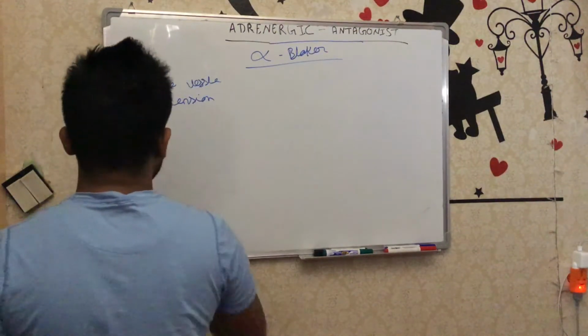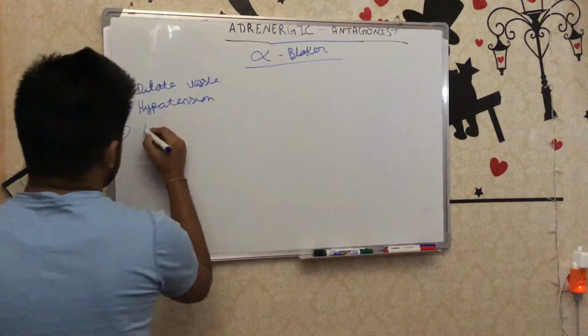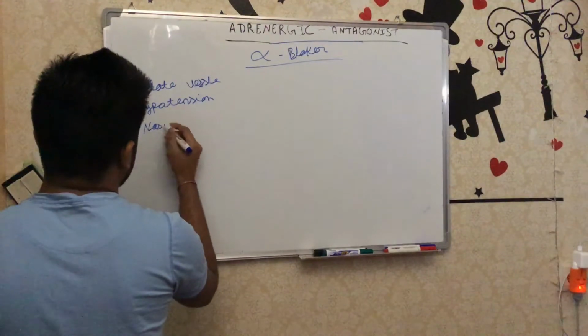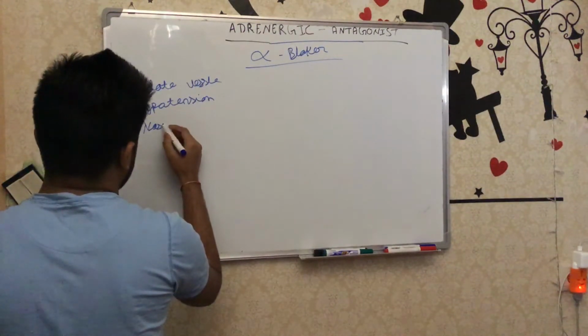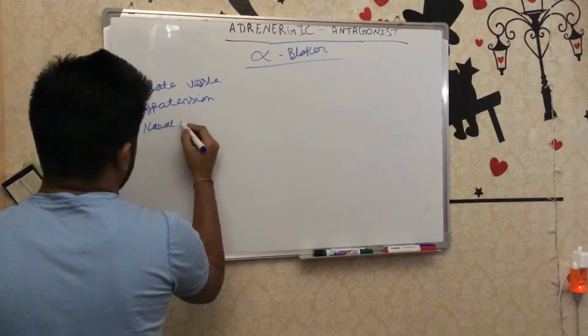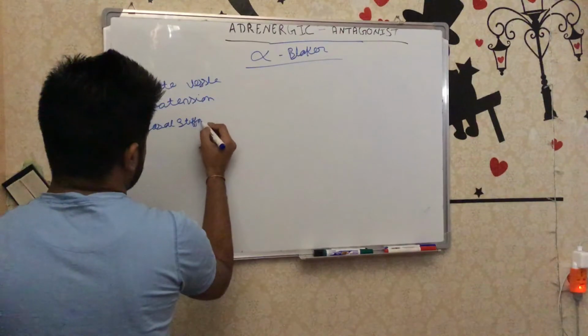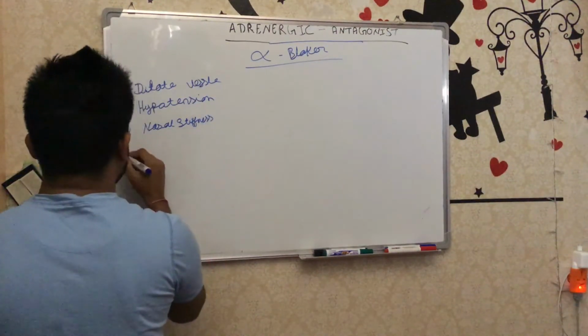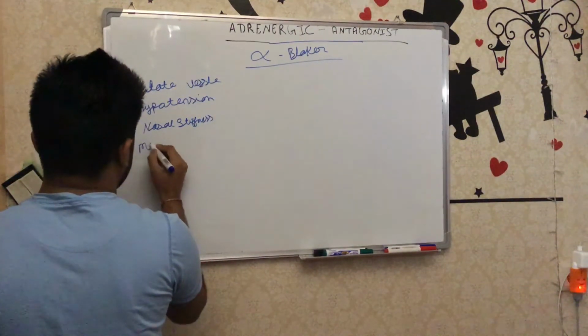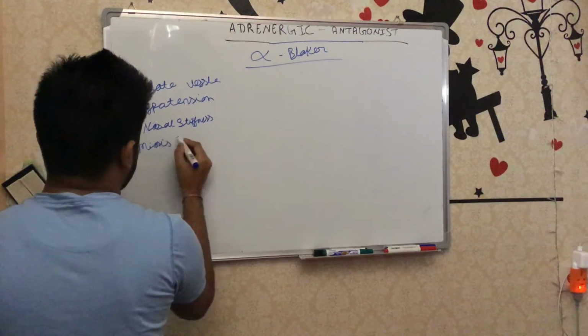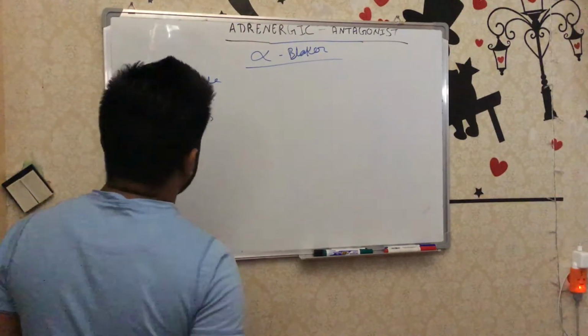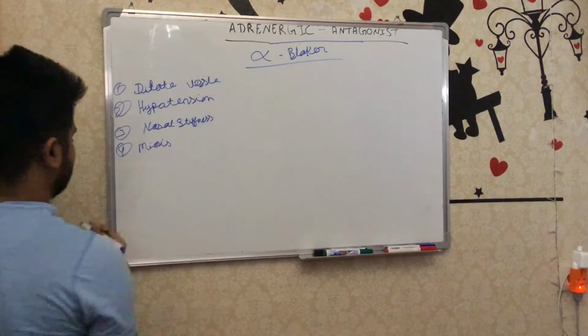Third, nasal stiffness, because if you block the alpha receptor, it is also present in the nasal muscles and nasal artery, so nasal stiffness develops. Fourth, in the eye, miosis can develop because of the blockage of the radial muscle.